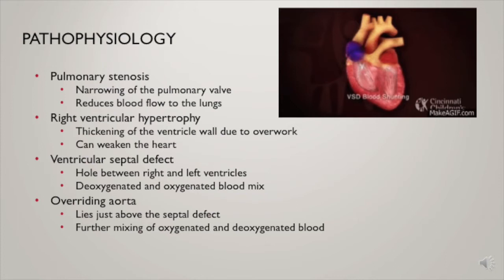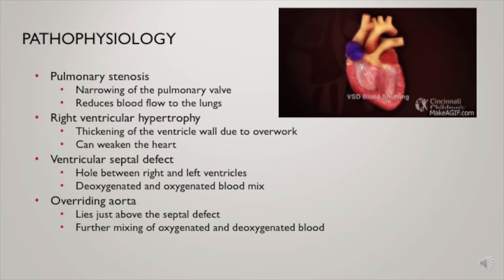Also present is a ventricular septal defect, or a hole or septum between the right and left ventricles. This is problematic because it allows the deoxygenated blood from the right ventricle to flow into the left ventricle, where it is then circulated to the body. It also allows for flow of the oxygenated blood in the left ventricle to pass into the right ventricle, further decreasing the flow of oxygenated blood circulating to the body.